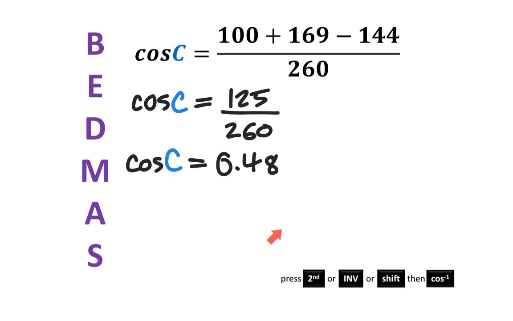Now, depending on the calculator you're using, you might have to press the second button first, the inverse button, or the shift button. Again, depending on the type of calculator you have, you might have to put this number in first, then press this button, or press this button first, then put in this number. You should get approximately 61.3 degrees. And that definitely seems like a much more reasonable angle in that triangle.